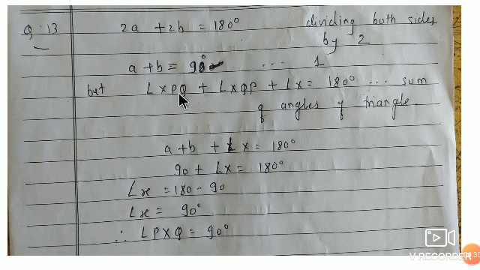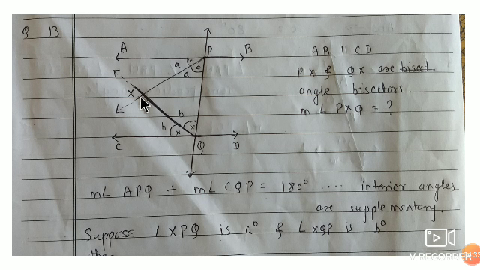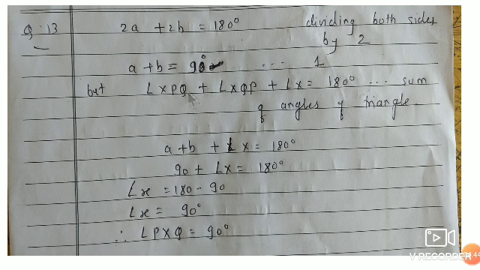But we know that XPQ, XQP and PXQ are the three angles of this triangle. The sum of the angles of a triangle is 180 degrees. XPQ and XQP mean A and B, so we write A plus B plus angle X is equal to 180 degrees. So according to equation 1, we can write 90 degrees instead of A plus B. After solving, we will get the value of x as 90 degrees. So option number 3 is correct.